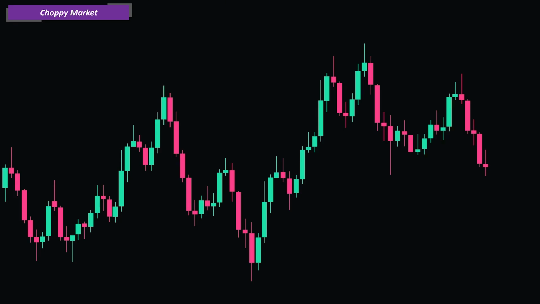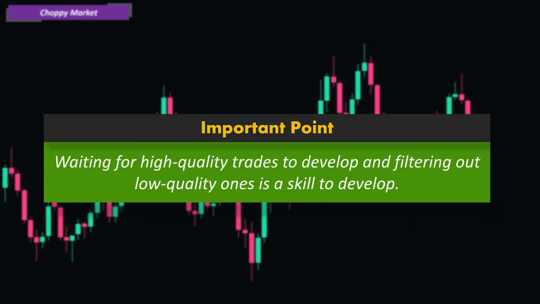Now, here is an important point. Waiting for high-quality trades to develop and filtering out low-quality ones is a skill to develop.